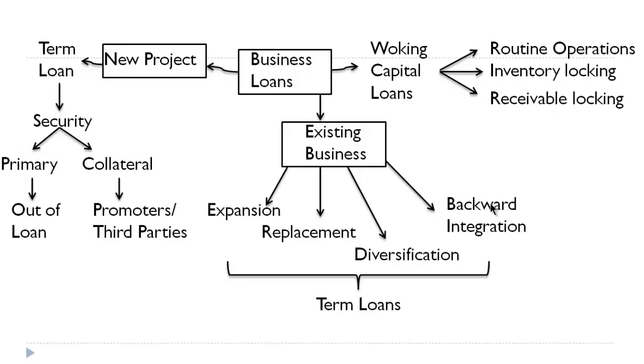So we have just understood that there are two kinds of loans. One is term loan and the other one is working capital loan. And term loan is available for both new projects as well as existing business projects, and working capital loan is basically for routine operations and the areas where funds have been locked, but that should have some backup security like inventory and receivables. That's why the focus is more on inventory and receivables and less on routine operations.